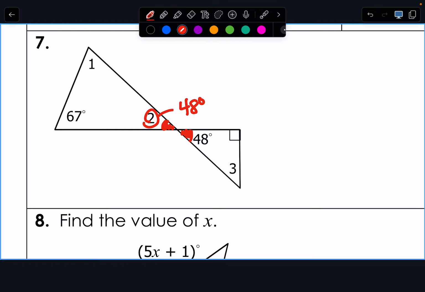Wait, how is that 48? Oh my goodness. What's going on this semester?